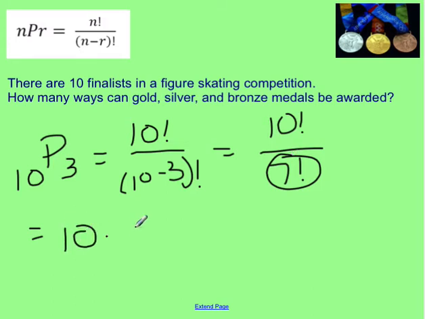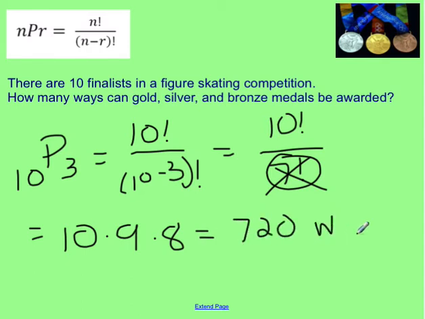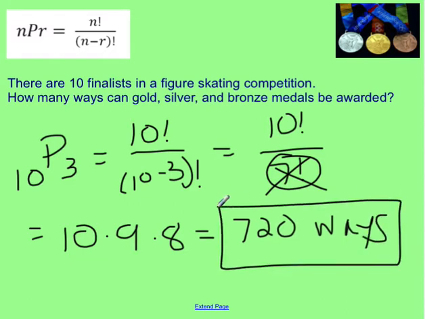Well, 10 times 9 times 8. That's all that's going to be left because everything from 7 on down is going to be crossed off by that. So it's really just 10 times 9 times 8. And when you multiply that, you get 720. So there's 720 ways that we could arrange those finalists in an order to gold, silver, and bronze.